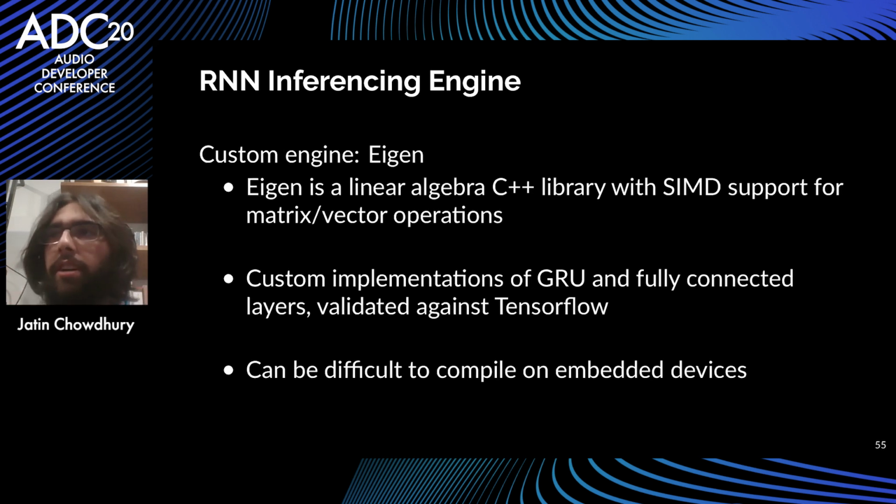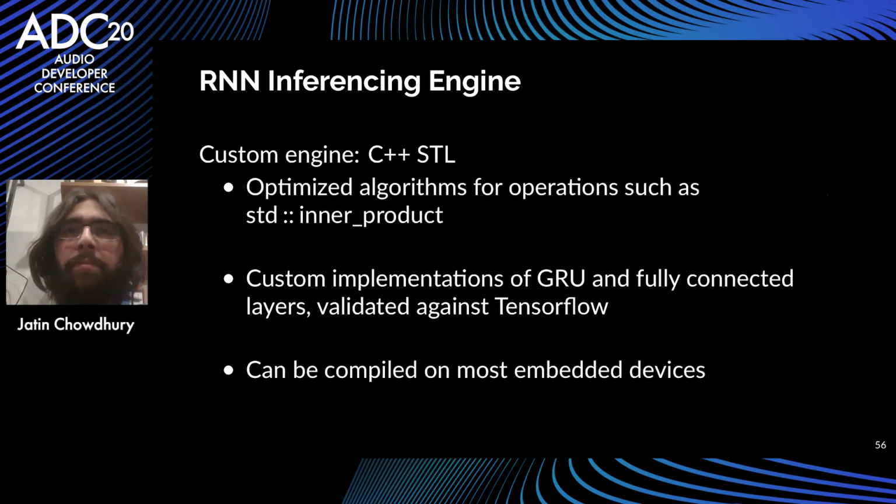Next, I tried doing an implementation using the Eigen library. Eigen is a linear algebra library that has a lot of SIMD support for various operations. And this works great on desktop, but for my embedded device, I was not able to get this to compile. So I ended up writing another engine that uses just the standard library. This std::inner_product function is really, really useful. If you haven't used it before, you should definitely check it out. And this one I was able to compile on my embedded device, so I was very happy with that.